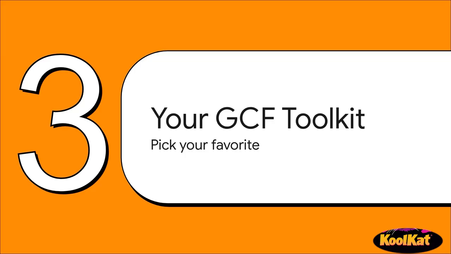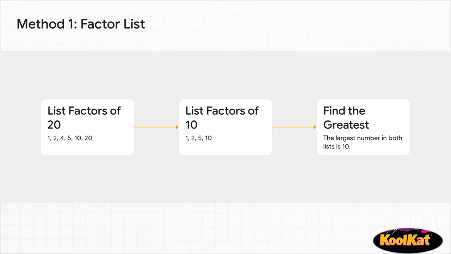Now, even though we've basically solved it already, I still want to arm you with a full toolkit for any GCF problem that comes your way. You can think of these as different tools for the exact same job. You just pick whichever one you like best. Our first tool is the good old factor list. Think of this like you're sorting Lego bricks. First, just write down all the numbers that divide evenly into 20. Then, do the exact same thing for 10. Now, just look at your two lists. What's the biggest number you see on both of them? Yep, it's 10. It's simple, and it's always reliable.